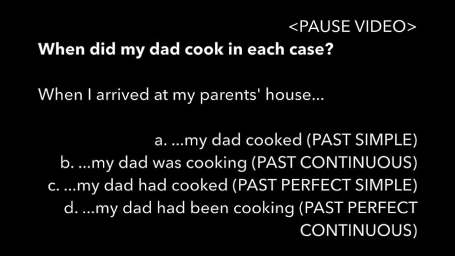Okay, what do you make of these next sentences? Okay, sentence number one. I arrived, so consecutive complete actions in the past. Past simple. I arrived at my parents' house, my dad cooked. I arrived, step 1. Step 2, my dad cooked. One thing is finished, then the next complete action, he cooked.